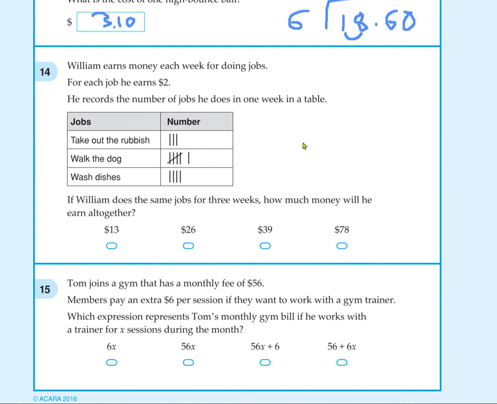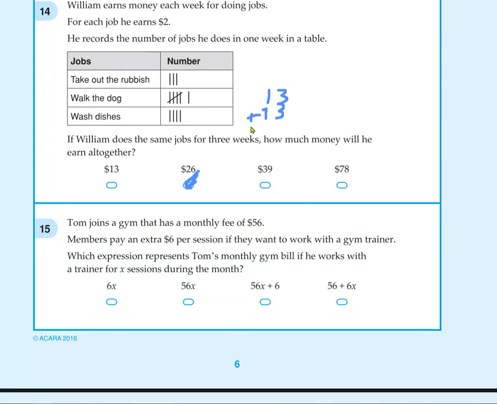14. William's money from doing jobs. He gets 2 bucks for each. What's the number of jobs he does in 1 week in a table? 3 plus 6 is 9, plus 4 is 13. It just needs to be 13 plus 13. You should get 26. Easy enough. Just by adding them or multiplying.